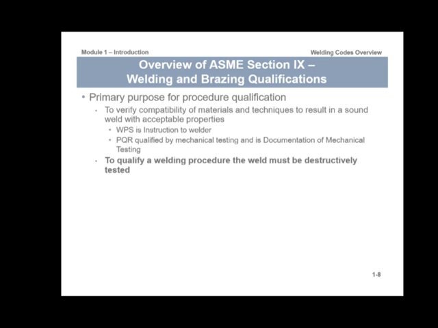Overview of ASME Section 9, Welding and Brazing Qualifications. The primary purpose for procedure qualification is to verify the compatibility of materials and techniques to result in a sound weld with acceptable properties. The WPS is the instruction to a welder, and the PQR is qualified by mechanical testing and is documentation of mechanical testing.